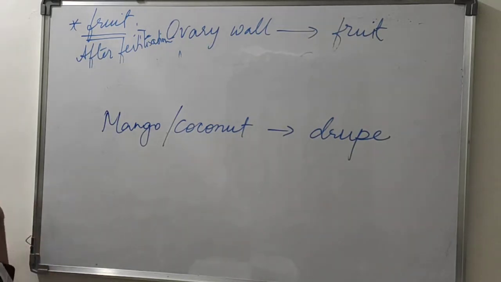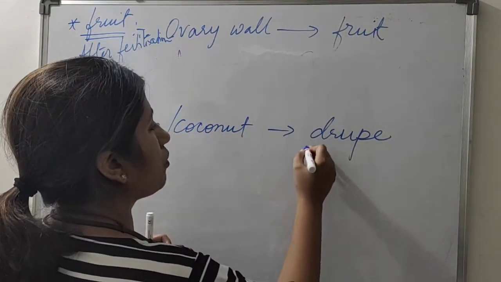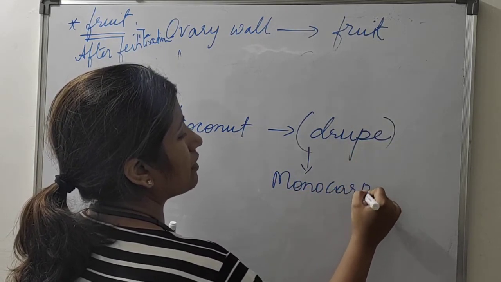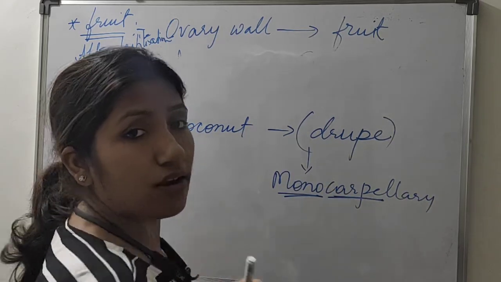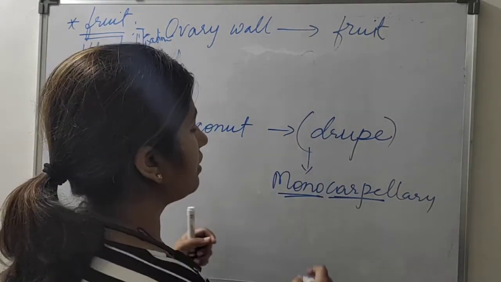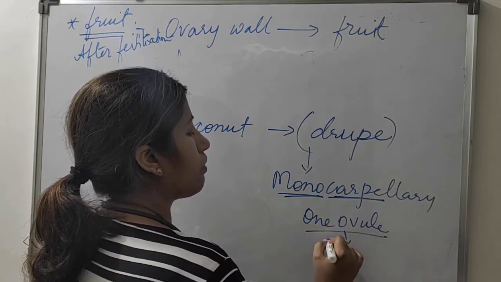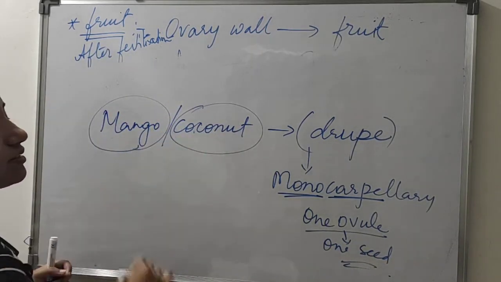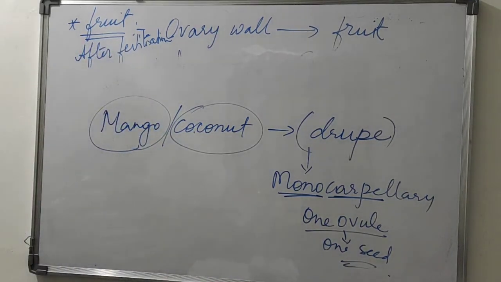Why drupe? Because they are formed by monocarpillary ovaries. Monocarpillary ovary means, mono means what? One. Carpel means female reproductive organ. So there is only one carpel in the flower. Having one carpel means it will have only one ovule, and one ovule will lead to one seed. So these two fruits are one-seeded, formed from monocarpillary ovaries.